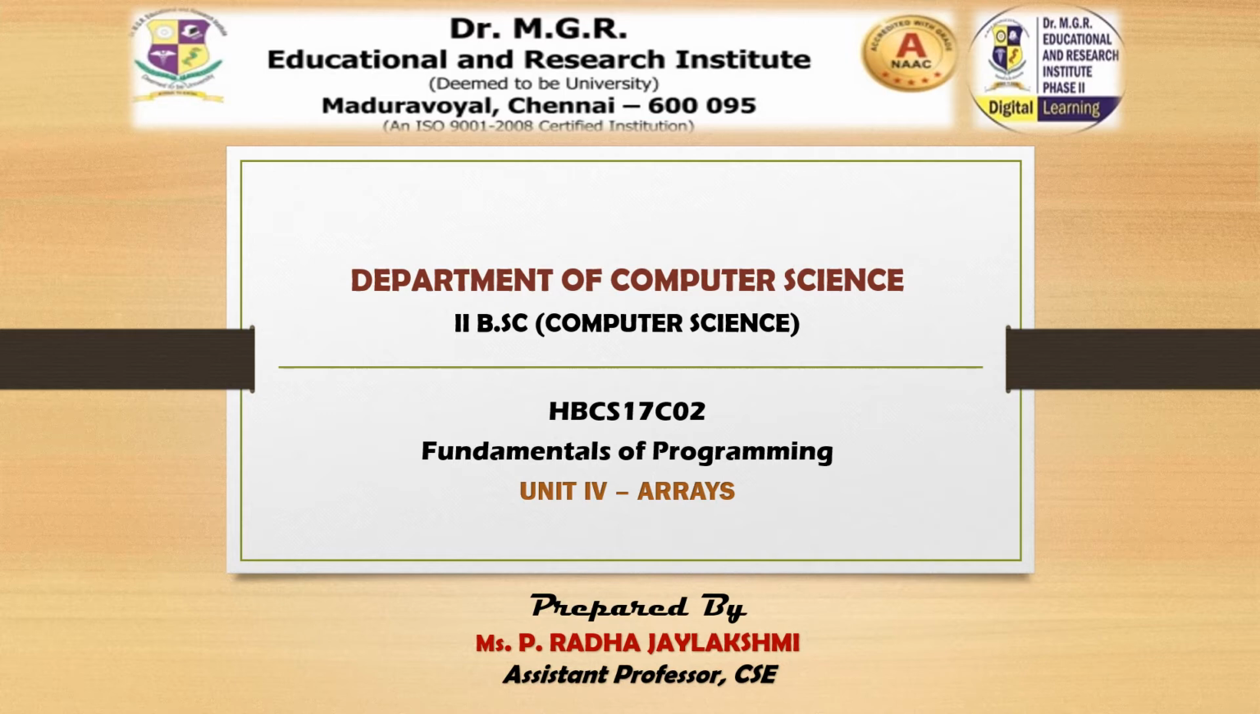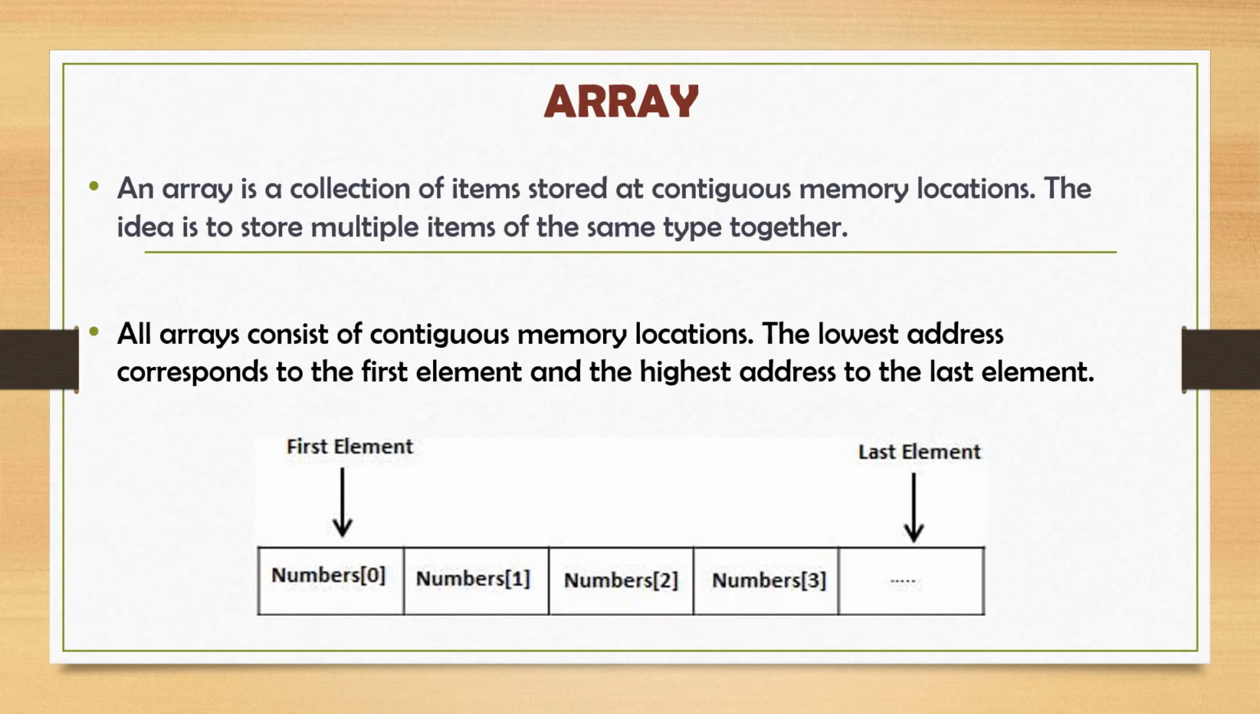Today's topic is arrays. Let's move on to the topic. Arrays. An array is used to store a collection of items having the same data type. All arrays consist of contiguous memory locations. The lowest address corresponds to the first element and the highest address to the last element. In this figure, number 0 is the first element.